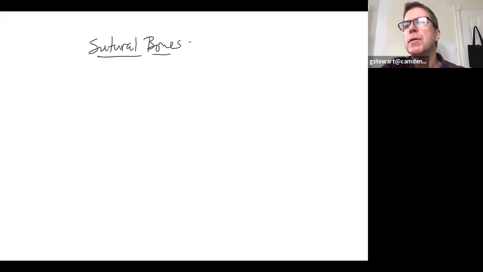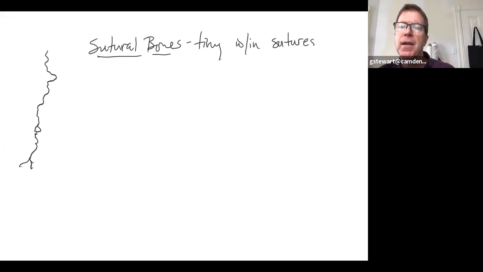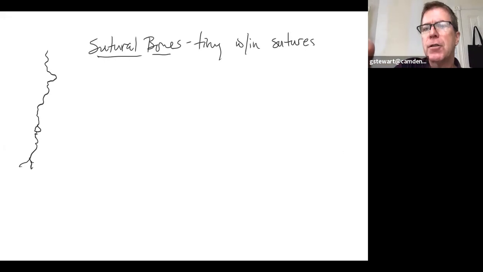Sutural bones are barely worth mentioning, but I'm going to, just so you know what they are. These are tiny bones found within sutures, those immovable joints. So sometimes when you see a suture running along the top of a skull, you'll see a little tiny pebble of a bone like this, and then the suture will continue. That's what a sutural bone is. These vary in number from person to person, and they're not considered in the count of the 206 bones in the human body. Now let's do some facial bones.